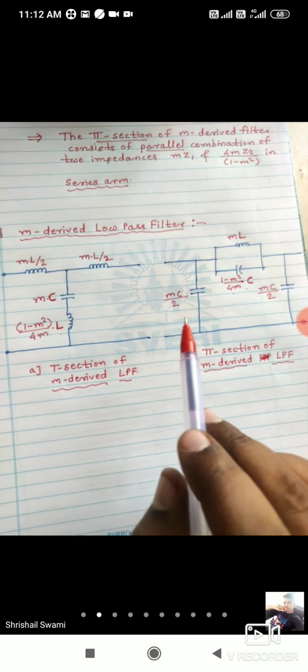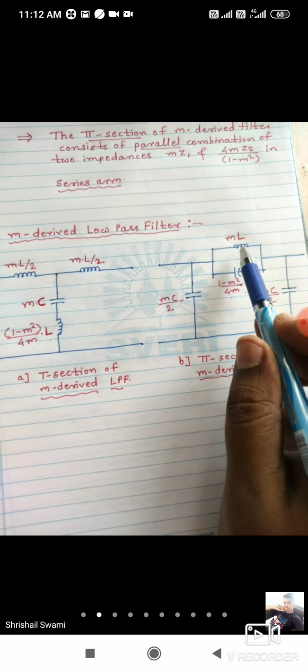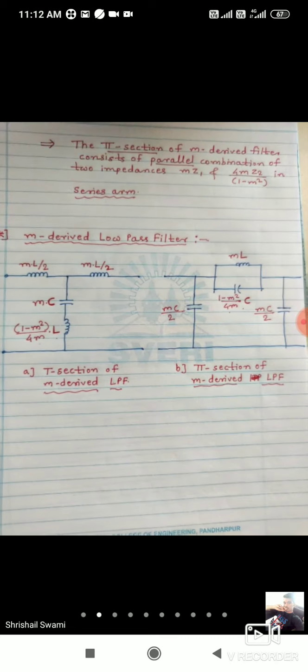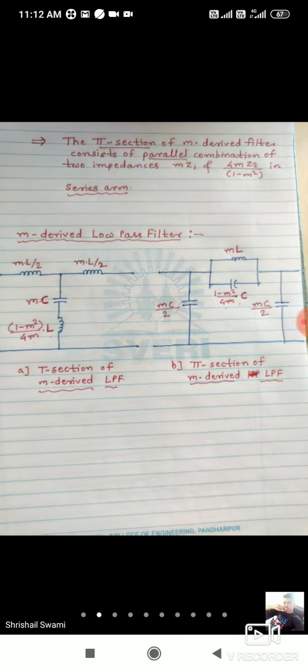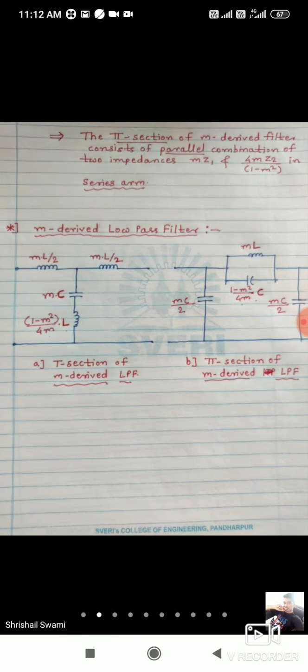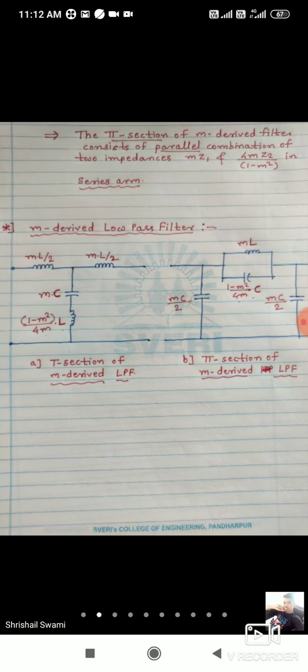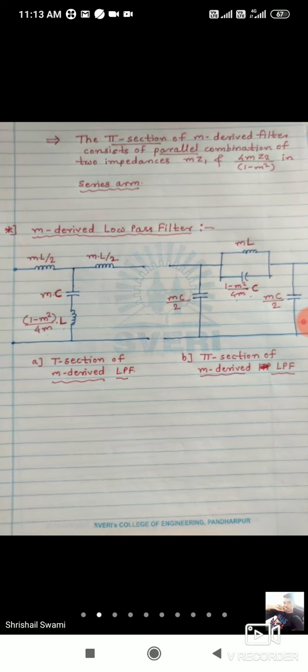So the diagram you have to remember is similar to the low pass filter, only here a capacitor is added and here an inductor is added. That will be the modification. Now in the m derived low pass filter there are two frequencies. What will be the frequencies? One, we can talk about the cutoff frequency of the low pass filter, that is denoted by fc. And the second one, the new frequency that will be added here, will be the resonant frequency.